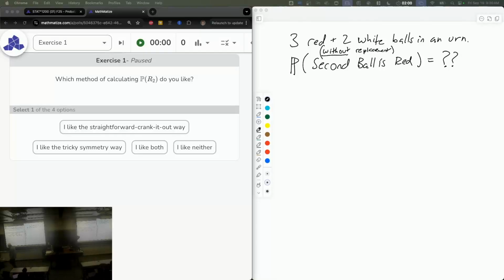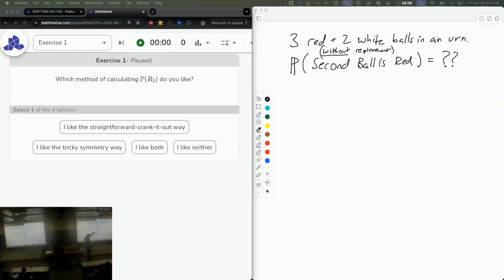Let's start with this problem. So I'm going to show you two solutions, two different methods of calculating the problem we left off with on Wednesday's class. And then the warm-up vote is going to just be which one did you like better. That's kind of a fun way to start our Friday.